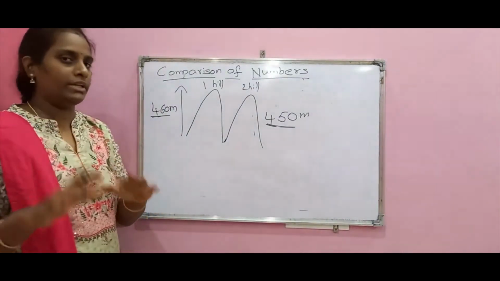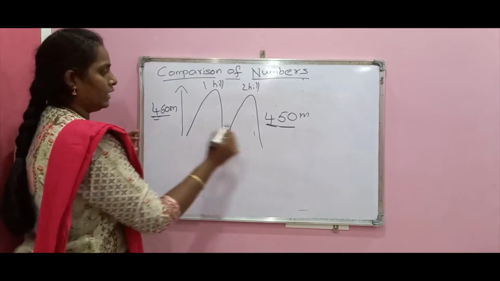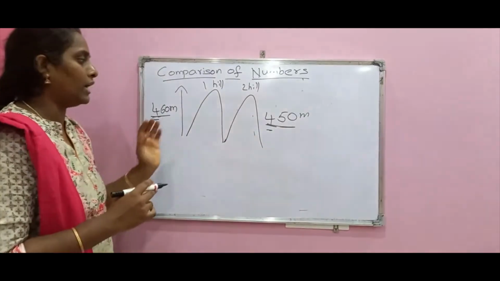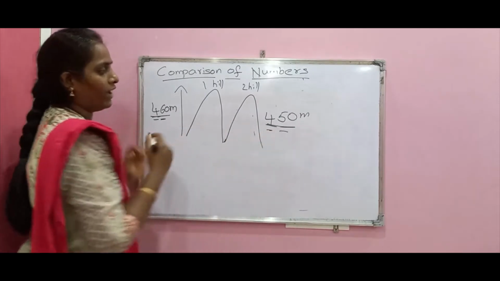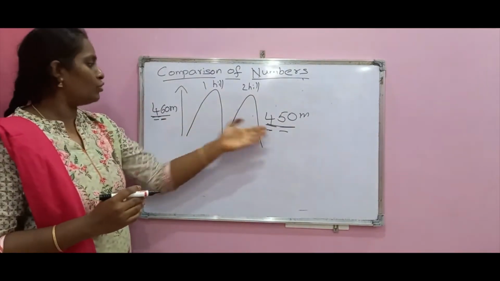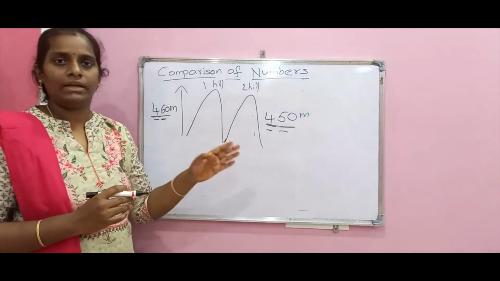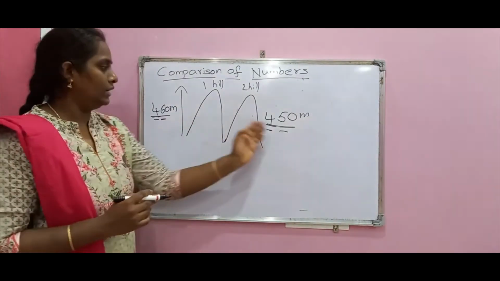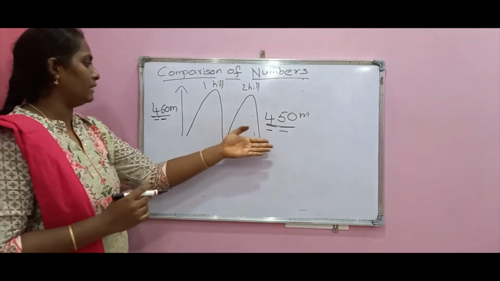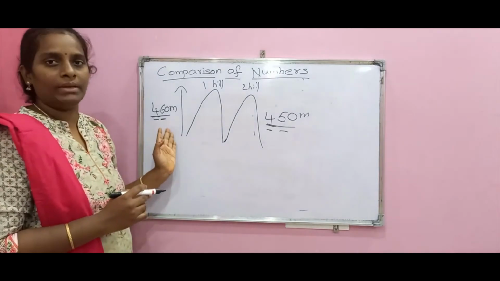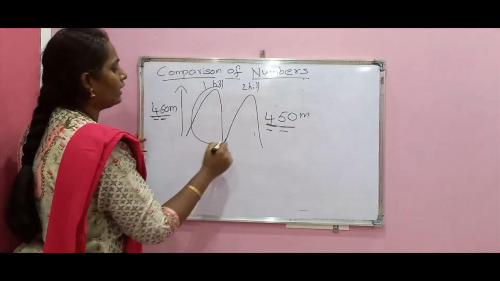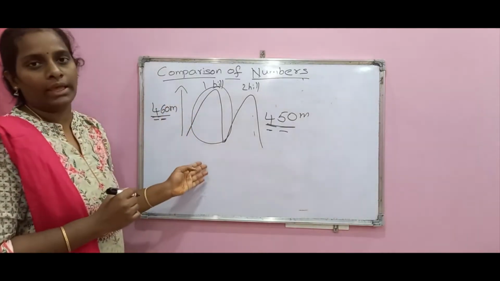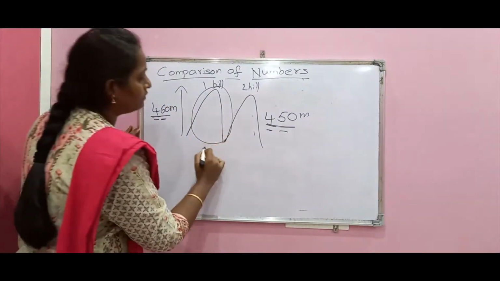Now we'll go to the next method. Here 4 is there, and here 4 is there. Both are the same. Next, here 6 is there and here 5 is there. These two are not the same. These two numbers are different. Here 6, here 5. Which is the biggest number? 6 is bigger than 5. So this hill is the highest hill compared to the other.